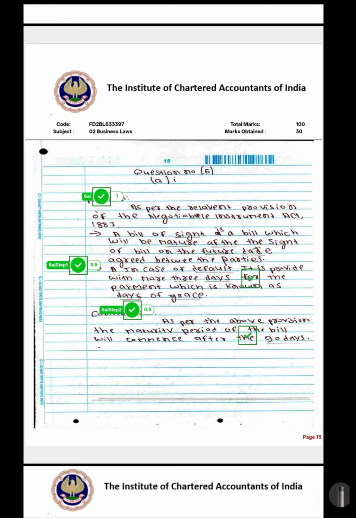As you can see, it was a question of nearly 3 to 4 marks, I guess, and I have written very briefly. It is not even a full page, so because of that the checker has allotted me 0.5 here, that is a total of 1 mark.